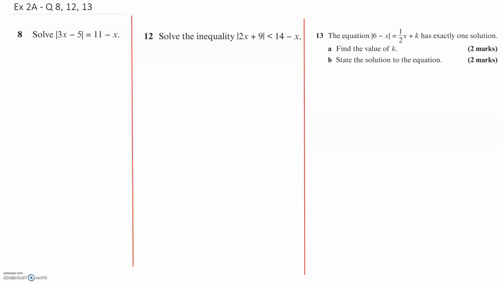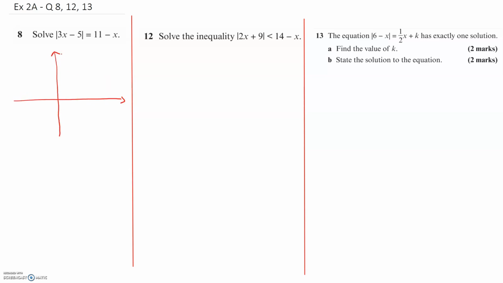So in question 8, it says solve this. So modulus of 3x minus 5 equals 11 minus x. Best way to do any of these questions really is to sketch them. So I'm going to look at sketching these two things right here.